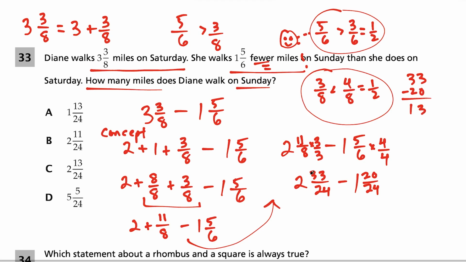And what I'm going to do now is subtract the fractions and subtract the whole numbers. So I do 2 minus 1 is 1, and then 33 minus 20 is 13. And the denominator of the mixed number is 24. So this would be the difference here, 1 and 13/24. Choice A is our answer.